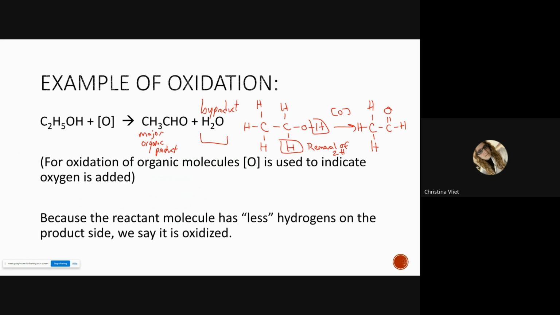If you want to remember how that happens, oxygen and two hydrogens make water. So we use O if we're not specifying what reagent is doing this. And because the reactant molecule ends up having fewer hydrogens on it, the organic molecule has been oxidized. Yes?